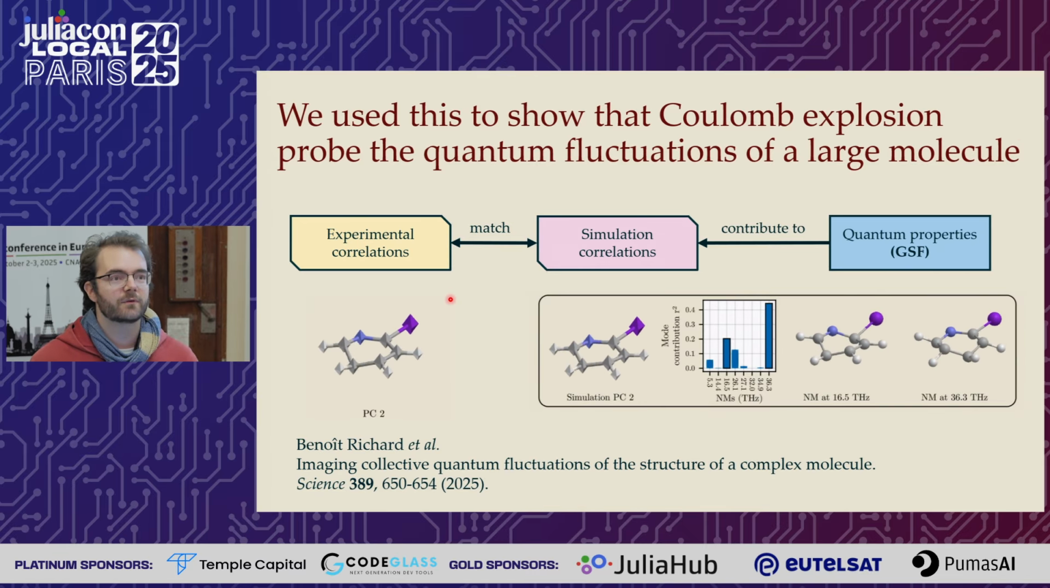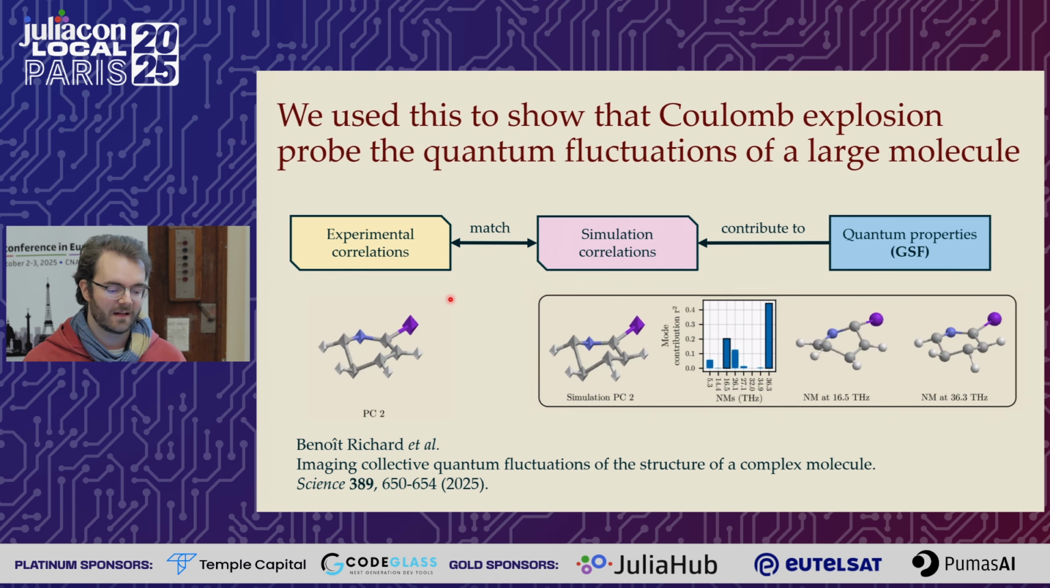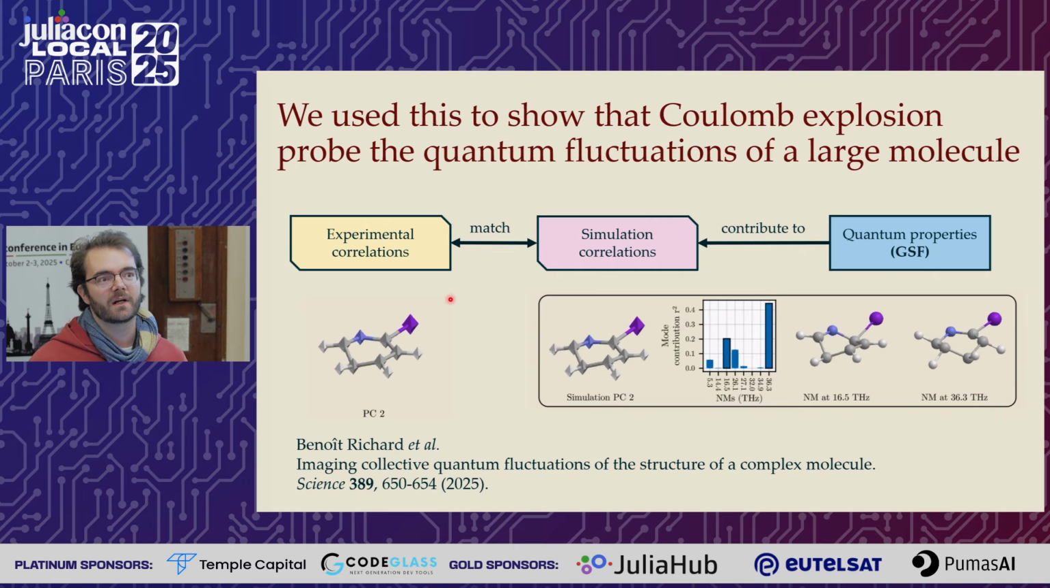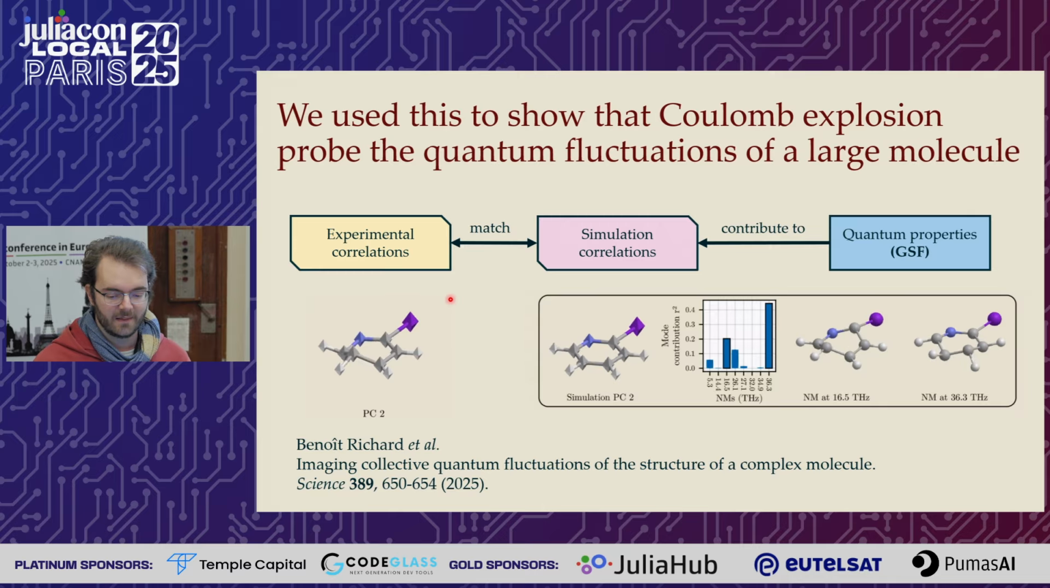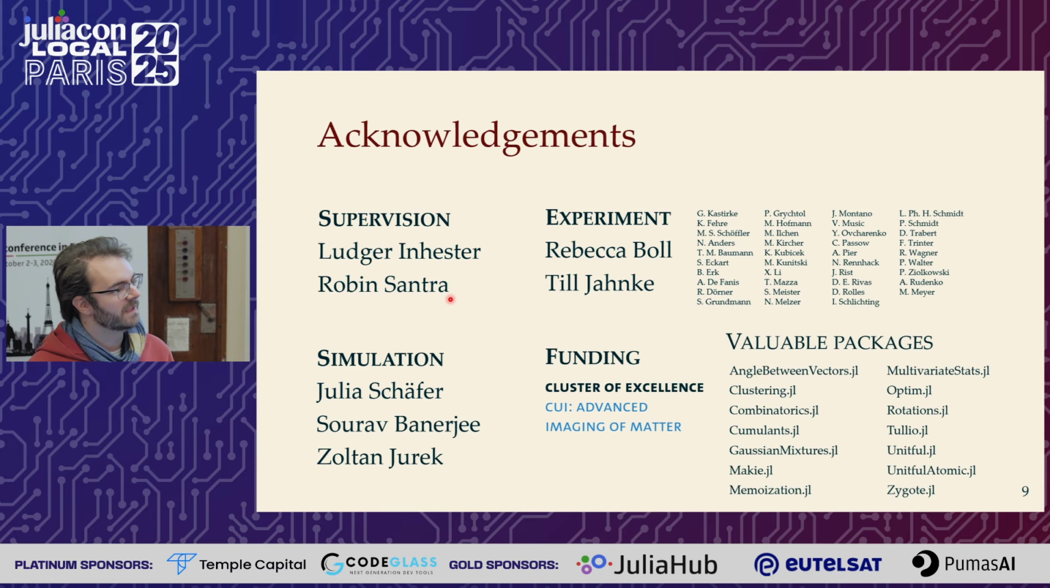And by putting everything together, we were able to say, okay, it really looks like in the experiment, we have measured this quantum fluctuation. We are kind of the first to do it to this level. And that's why we could publish that. And we are very happy about it. And that's really how Julia helped me finish my PhD.